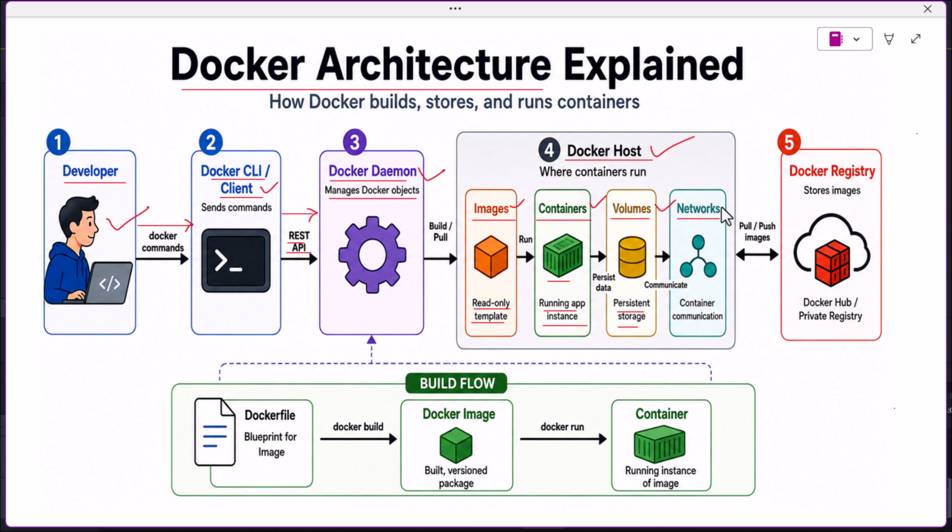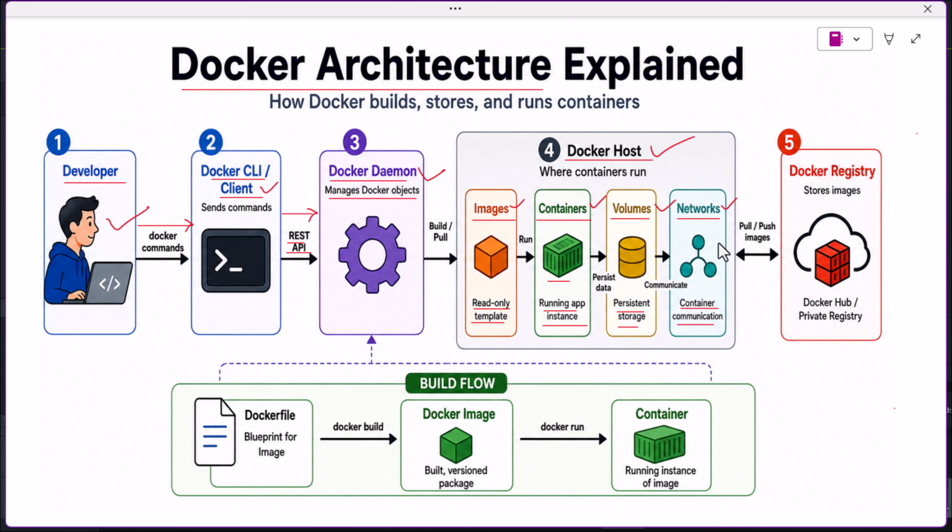Next, we have Docker networks. Docker networks allow containers to communicate with one another. For example, a Spring Boot container can communicate with a MySQL container through a Docker network. Containers can use container or service names to find each other when they are connected to the same user-defined network. Networks can also help isolate communication between different groups of containers.